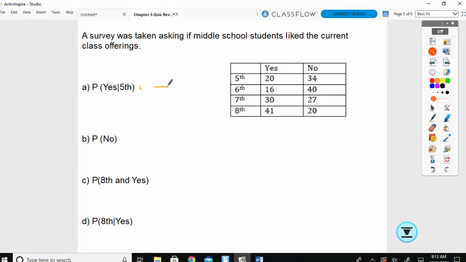So the probability of yes, given they are in 5th grade. When I'm looking at this, what goes on my denominator? The 5th grade. So when I'm looking at my 5th graders, how many total are there? 54. So my denominator is 54. Out of those 5th graders, and those 5th graders only, I want the ones that said yes. So 20 out of 54. Get 0.370.